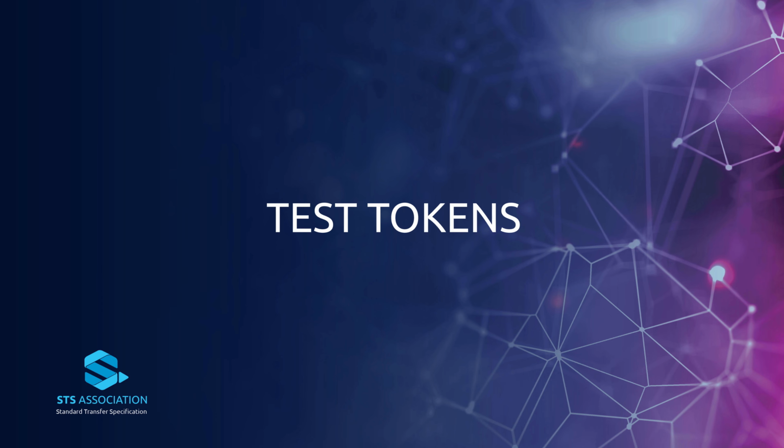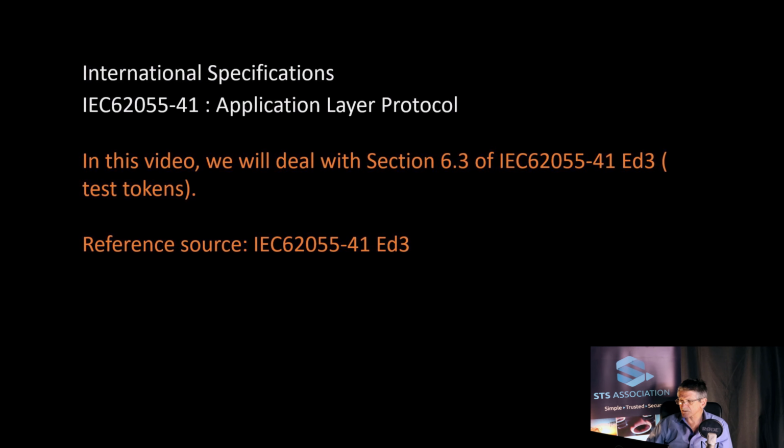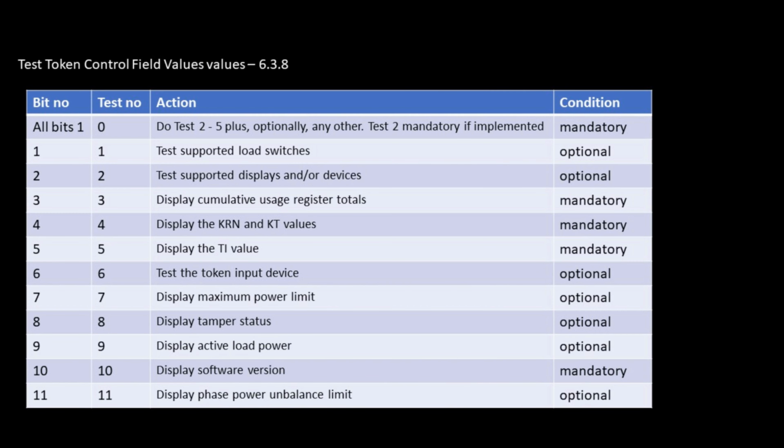In this video, we will deal with section 6.3 of the IEC 62055-41 edition 3, test tokens, and of course the reference source is that same document. If you have a look at 6.3.8 in the document, there is a table that contains all the control field values for the test tokens.